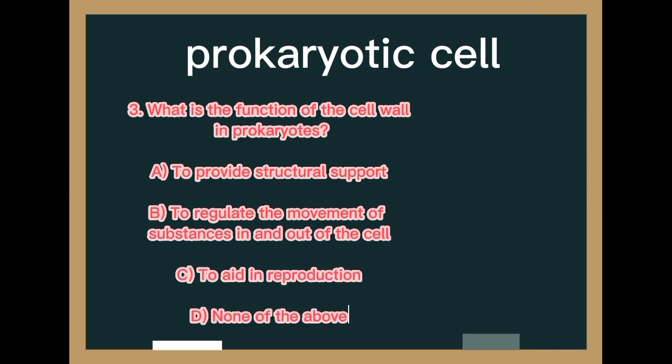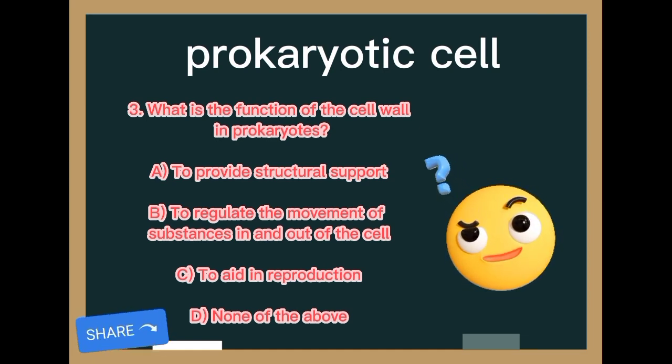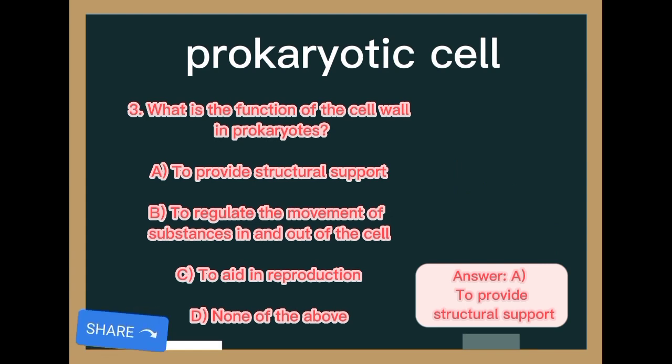3. What is the function of the cell wall in prokaryotes? A. To provide structural support. B. To regulate the movement of substances in and out of the cell. C. To aid in reproduction. D. None of the above. Answer A. To provide structural support.